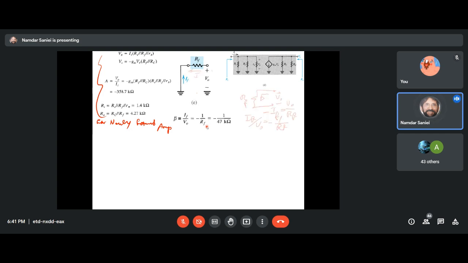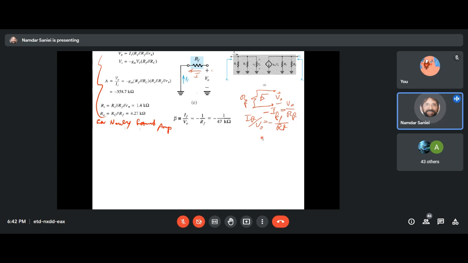Okay, and this is why, for VO over RF, we would expect to have a current going from north to south, but this current IF is going from south to north. So there is a negative for that, but VO over RF is the current. And therefore, IF over VO turns out to be minus 1 over RF.